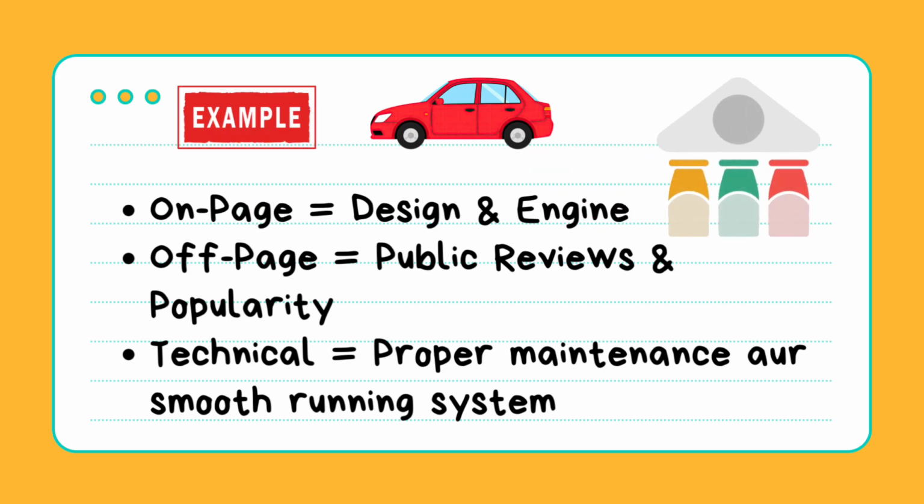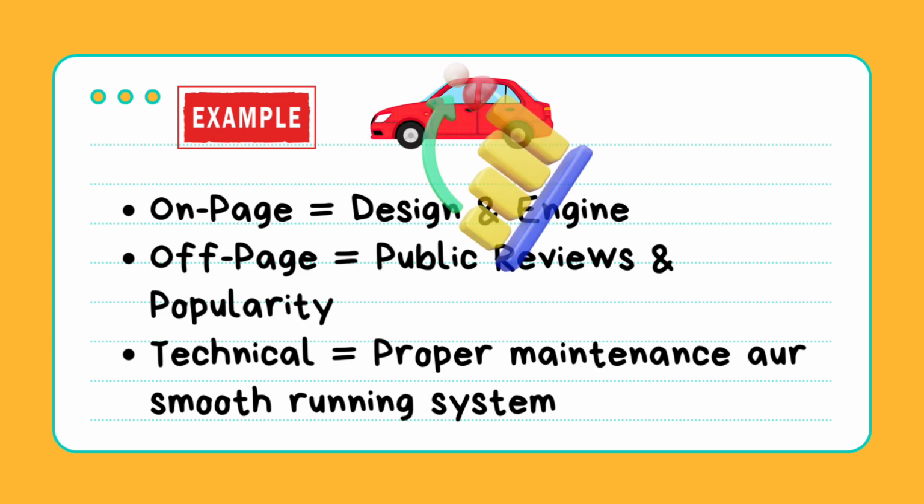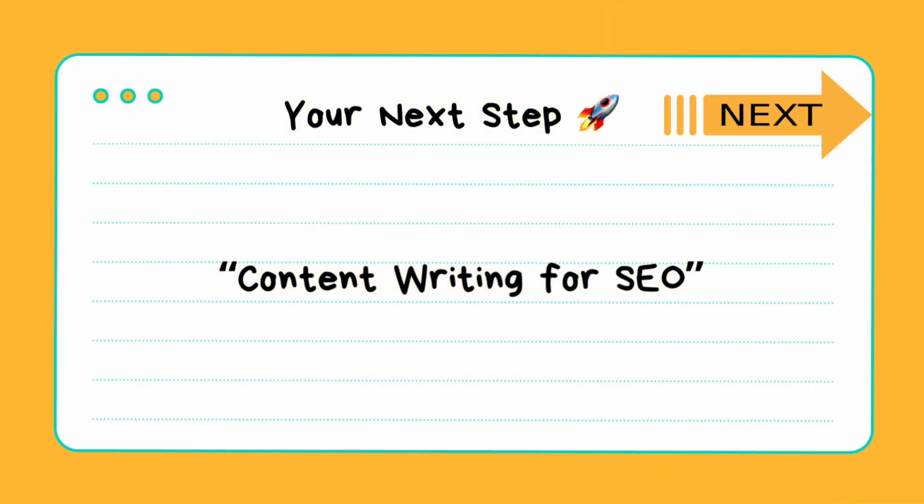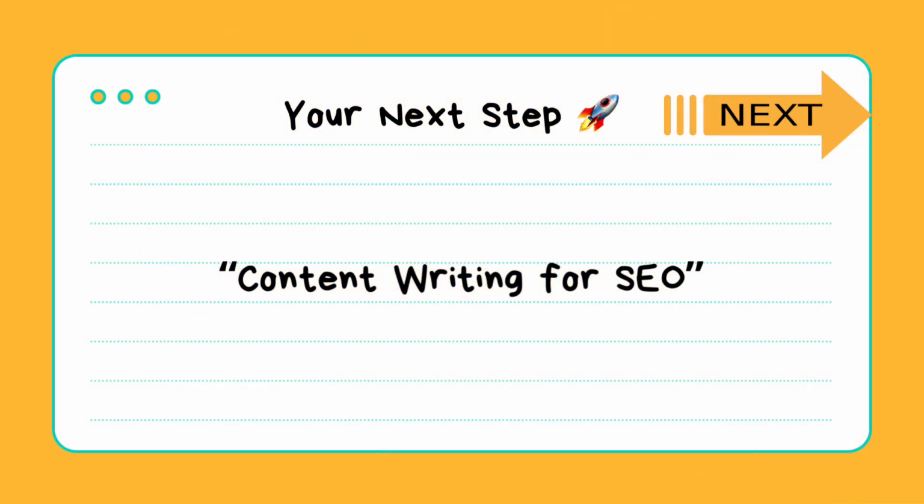So now you clearly understand that the three types of SEO work differently, but they all aim for the same goal: better rankings and more organic traffic. In the next video, we will take a deeper look into on-page SEO and learn the practical steps: how to write optimized content, how to improve titles, and how to use keywords properly.